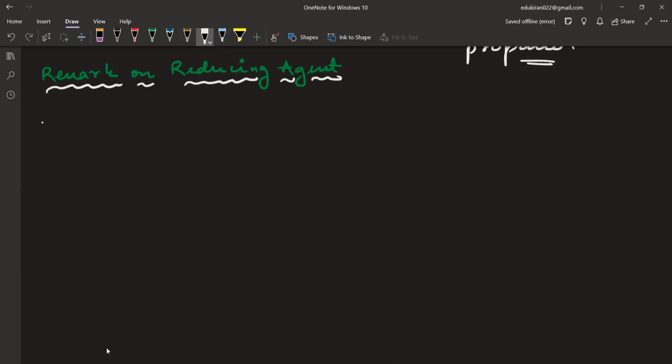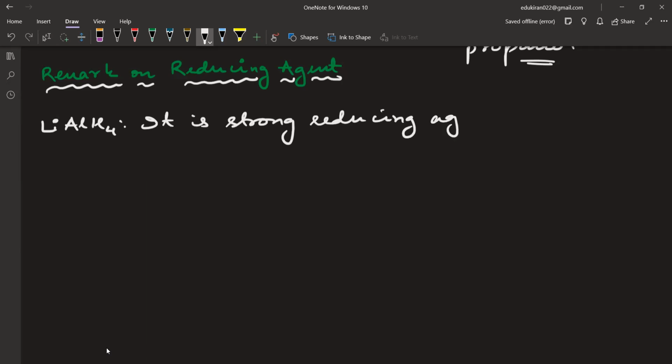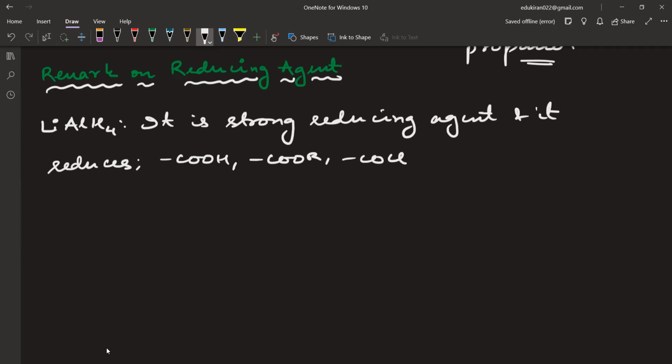Okay, so first of all, regarding LiAlH4, it is a strong reducing agent and it reduces COOH, it reduces COOR, it reduces COCl, which you have not studied, but still it reduces COCl also. Okay, and what else does it reduce? We have seen that it reduces ketones also, right?